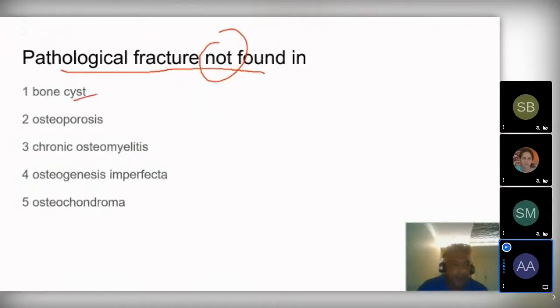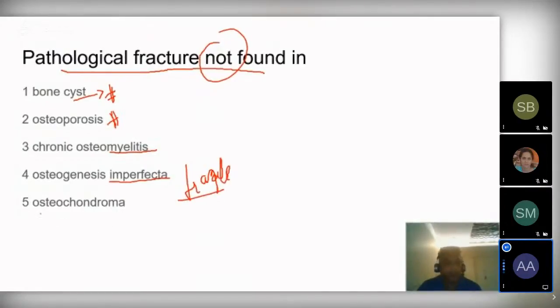See, bone cyst means the bone is weak, there will be a pathological fracture. Osteoporosis, you know, is the most common cause of a pathological fracture. Chronic osteomyelitis is also a cause of a pathological fracture. Osteogenesis imperfecta, the bones are very fragile.